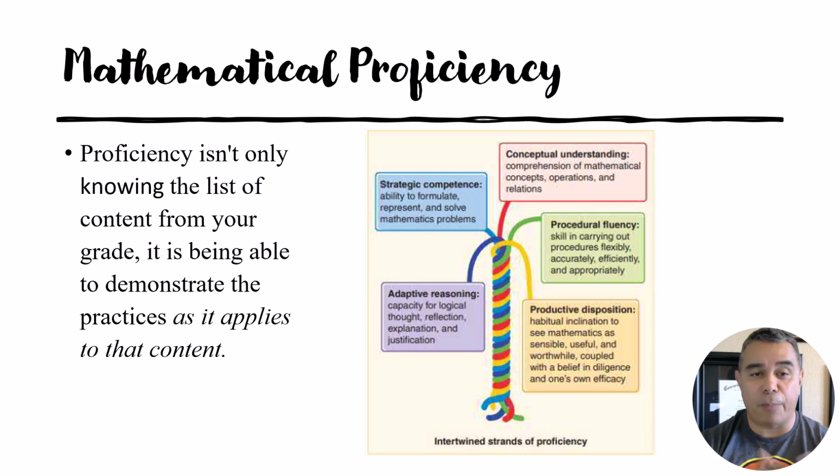Adaptive reasoning: capacity for logical thought, reflection, exploration, justification. How do you get kids to look past just, hey, this is a problem, and be adaptive and look at it from different lenses? And then, of course, you've got productive disposition. Okay, that's where you can make sense of it. Why does it make sense to you? How do you internalize it, and why is that important? Why is it worthwhile? And again, that does not mean that any one of these five is greater than the other, but they're all intertwined because they all relate to each other.